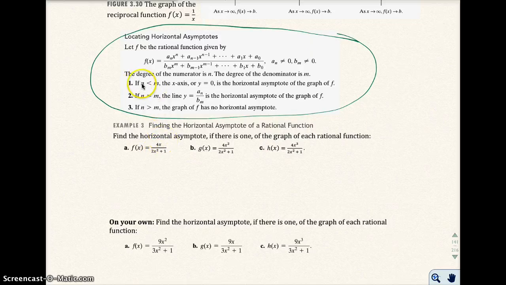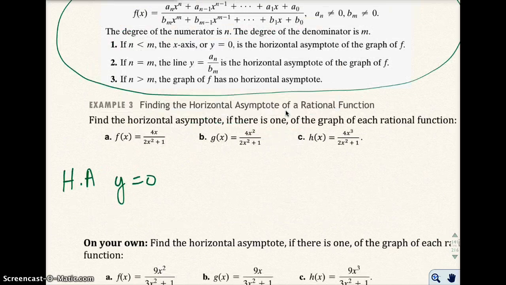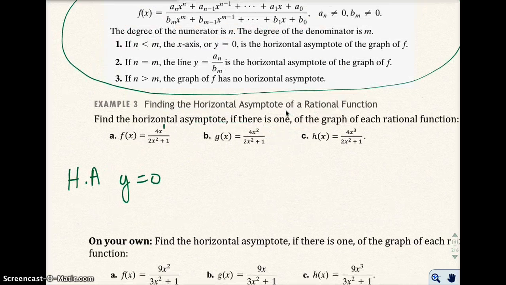If the degree on top is smaller than the one on the bottom, then the x-axis, or y equals 0, is the horizontal asymptote. So the horizontal asymptote here is y equals 0, because I have that 1 right here, and 1 is less than 2. So we're in this first case here, and it's telling you that y equals 0 is the horizontal asymptote.